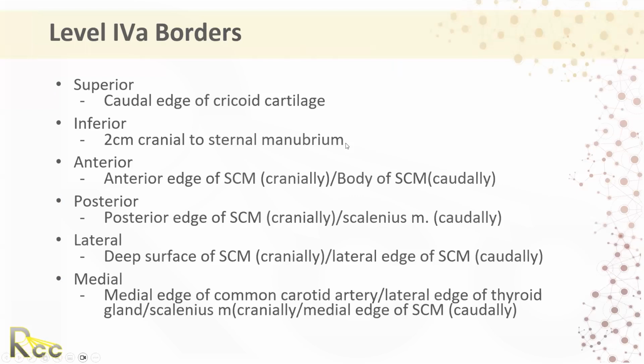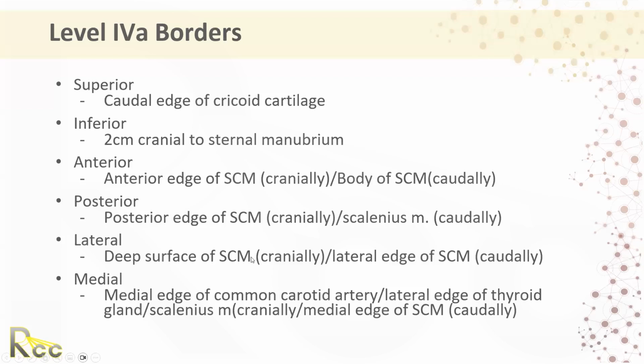And one thing I want to really acknowledge is these borders and these sites are all guidelines, right? We know all humans come in different sizes and shapes, and sometimes there are always going to be some interpretations that need to be made for each individual case, but these are guidelines. Anterior is the anterior edge of the sternocleidomastoid muscle in the cranial aspect, and then the body of the SCM when we go lower down in level 4A. Posteriorly is the posterior edge of the sternocleidomastoid cranially, and then the scalenus muscle caudally.